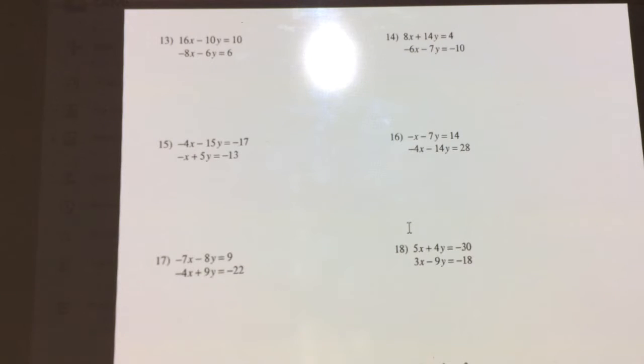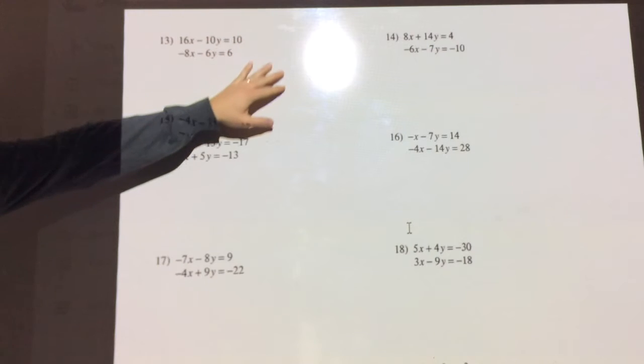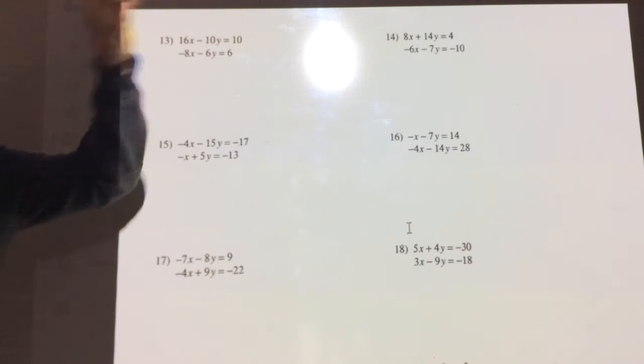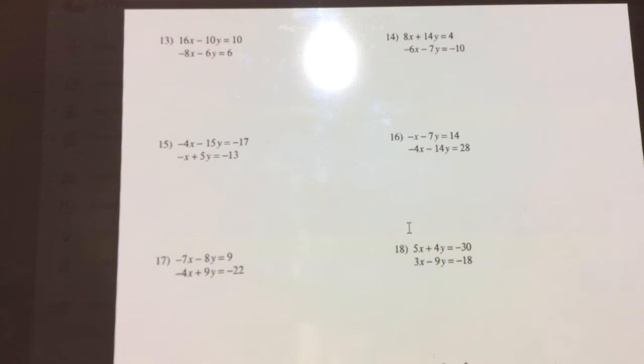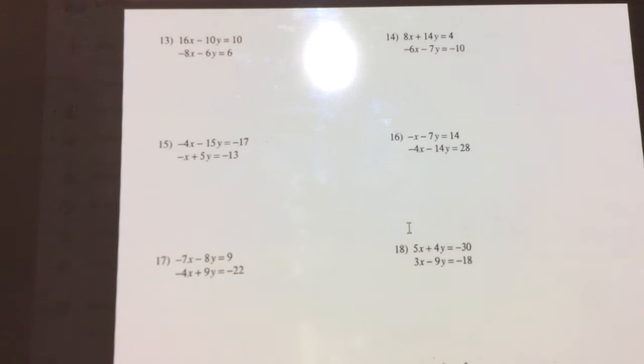Okay, so the only difference here is when I'm looking to eliminate a problem, I don't have any nice numbers yet. I don't have any number that can just go ahead and be crossed out. However, I know that 8 and 16 are multiples of each other. What do I have to multiply 8 by to get 16?